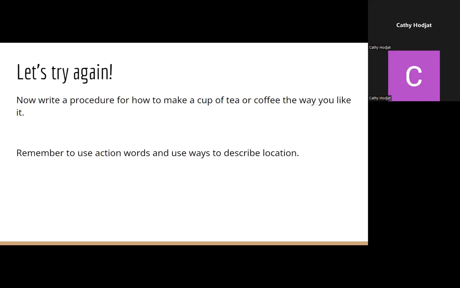All right, so we're going to try this again. Now I want you all to write a procedure: how to make a cup of tea or coffee the way you like it. Remember to use action words and use ways to describe location.